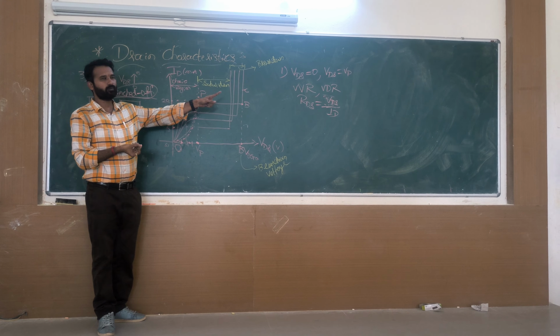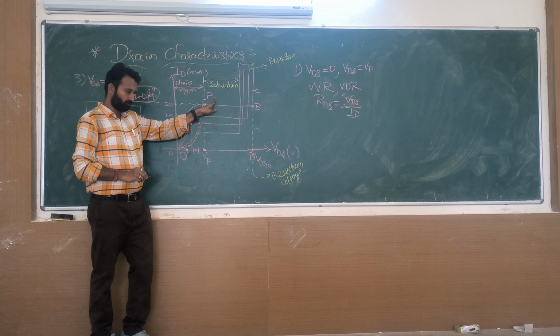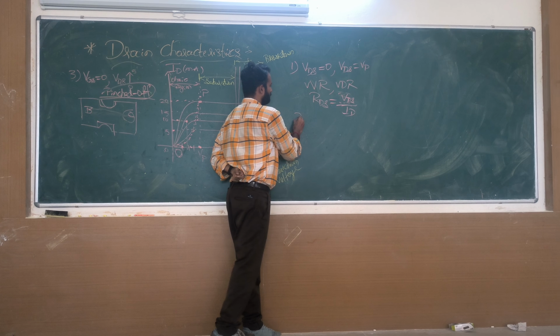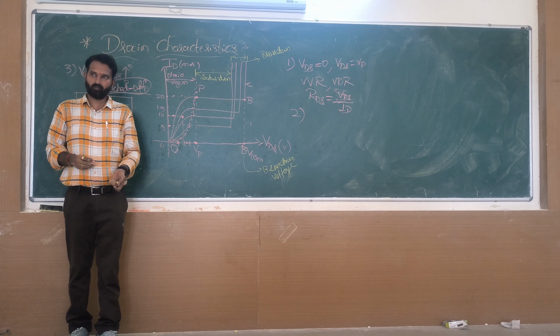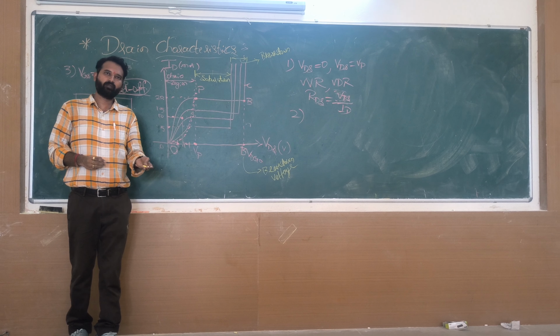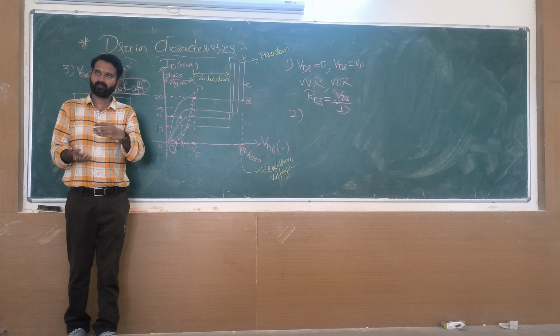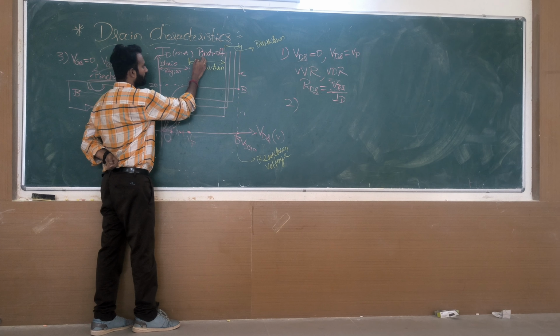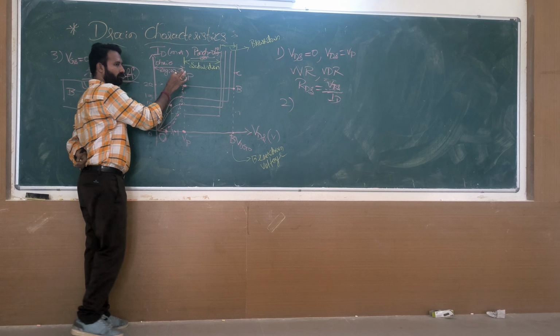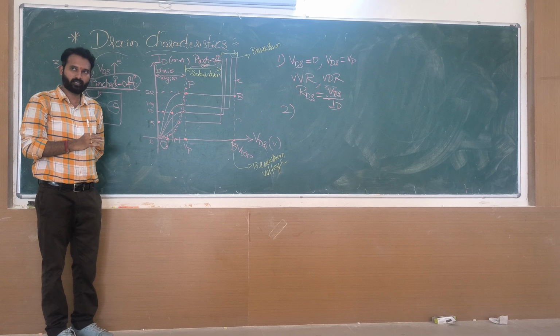Let me move to the saturation region. In the diagram, just look at the diagram. The region beyond VP, the space after VP. In common words, you can say after VP, but technically we will say the region, the space beyond VP. That is called the saturation region, or you can say pinch off region.